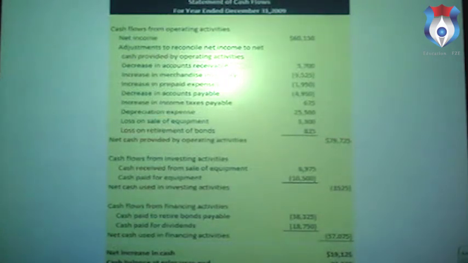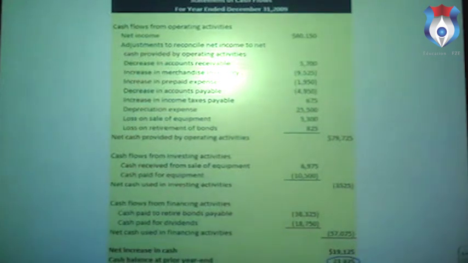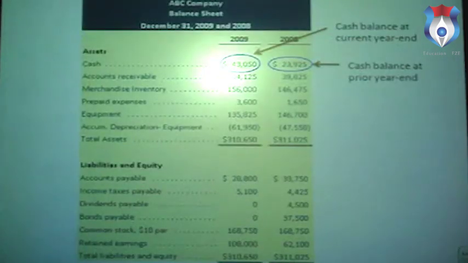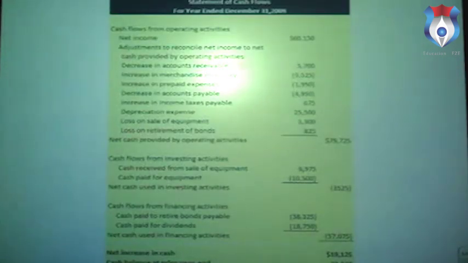The net increase is found by adding net cash provided by operating, investing, and financing activities. Next, we will add the cash balance at the prior year end to find cash balance for the current year. Notice the balance for the prior and current year match the balance sheet. Now we have completed a statement of cash flow.